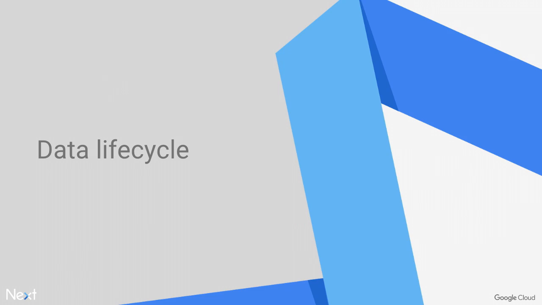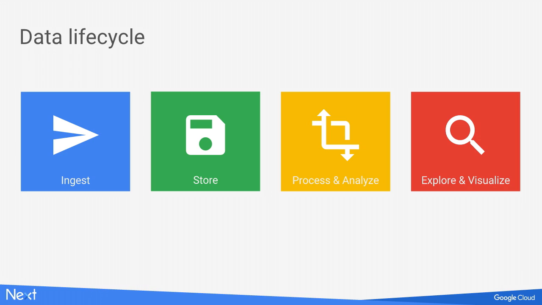All right, so what is the data lifecycle, right? Or at least what do we think of the data lifecycle as? It's basically 4 main steps, right? You've got ingest, and that's data coming out of applications, data coming out of devices, mobile applications, what have you.